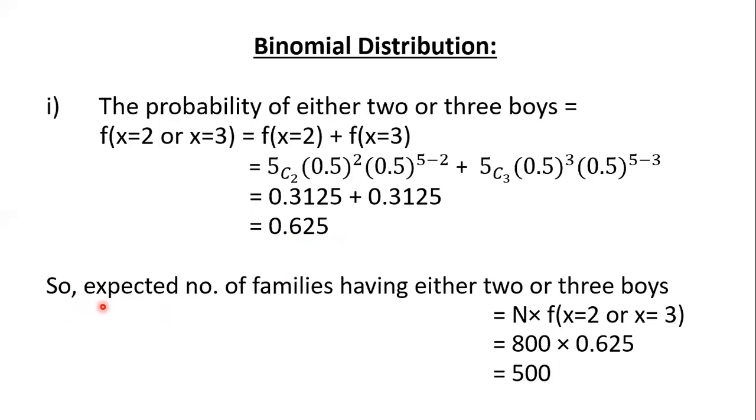So the expected number of families having either 2 or 3 boys equals n × P(X = 2 or X = 3), here n = 800. So finally, we get the value equal to 500. That is, the number of families having either 2 or 3 boys equals 500.